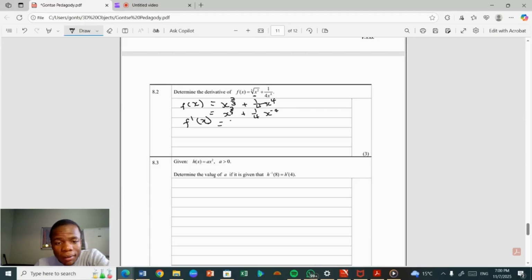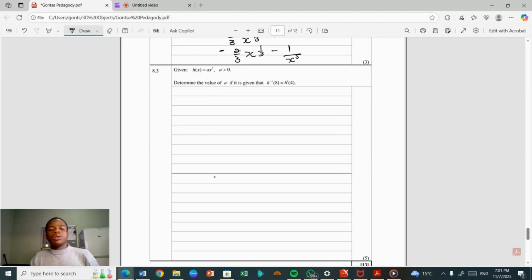Then the inverse of f is equal to 2 over 3 x to the power of 1 over 3. Then here you just say this multiplied by this is minus 1, right? Then you are left with x to the power of minus 4 minus 1, which is minus 5, right? Then your answer will be 2 over 3 x to the power of 1 over 3, then here you're left with minus 1 over x to the power of 5. So that is your answer.